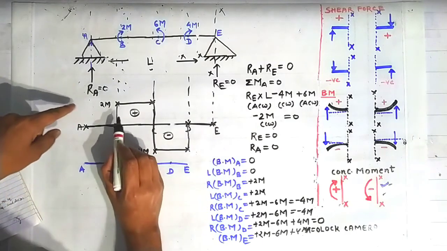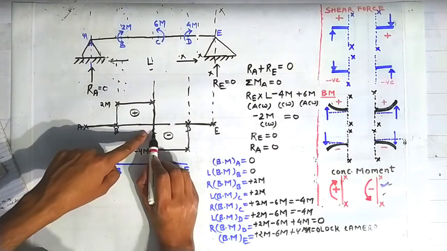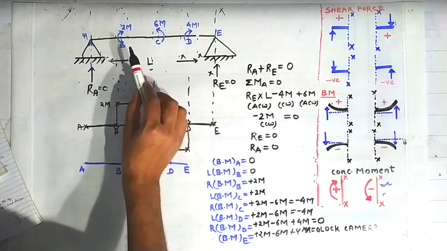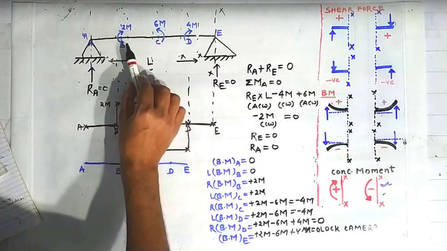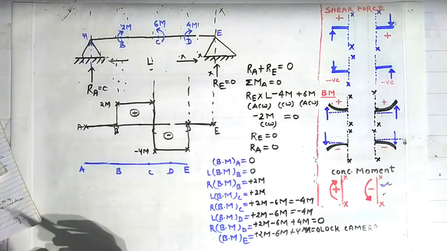Now friends, the line joining the points B and C is a straight line, and the line joining the points C and D is a straight line, because there is no concentrated moment and no vertical load lying between the points BC and CD. So this was all for today's topic, friends.